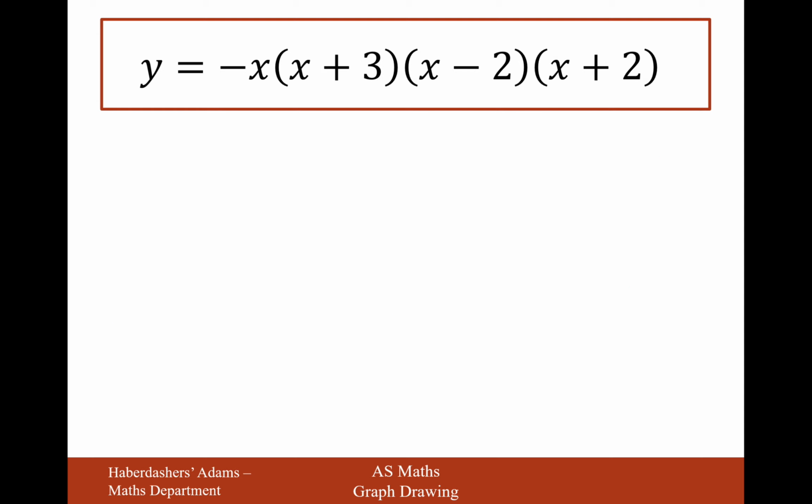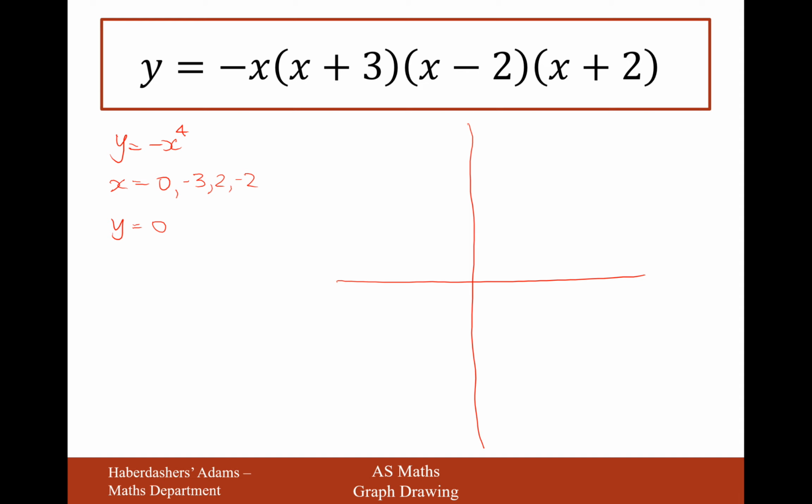Let's move on to the next one. Right, so this one's a bit easier than the previous one. So y here is going to be a rough shape of a negative quartic graph. The roots here are going to be 0, because that's what the root is when it's just x on its own at the front, -3, 2, and -2. And the y-axis intercept is going to be 0 times 3 times -2 times 2. Well, that's just 0.